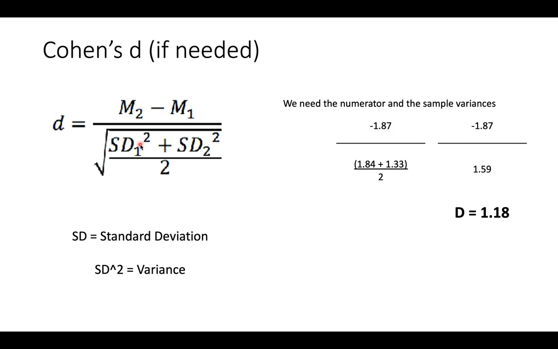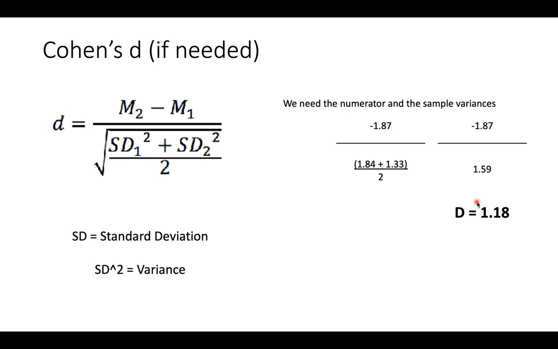Our denominator, again, just plug and chug some basic algebra here. SD stands for standard deviation. SD squared is just the variance. So we take our variances that we used earlier, we plug them into this formula, meaning we add our variances together, and then we divide by 2. Basically, we're finding the average of the variances. Then we take the square root of that value, and so our denominator is 1.59. Negative 1.87 divided by 1.59 gives us negative 1.18.